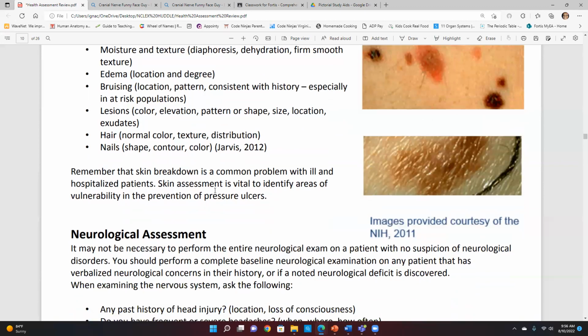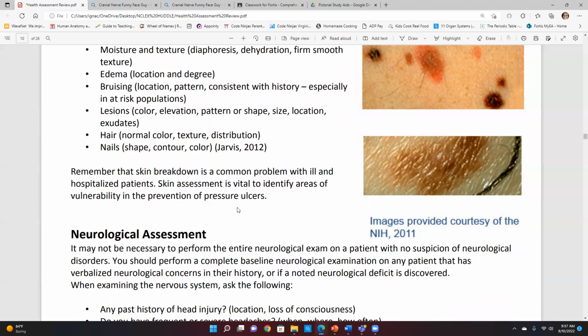When we think about bruising, we want to see, are these new bruises? Does the patient have multiple bruises? Because if the patient comes in and says, oh, I fell off of my bicycle, and they have multiple bruises, some new, some old, in various stages of healing, that could be a sign of potential abuse. Remember, we are mandatory reporters of child abuse and elder abuse.